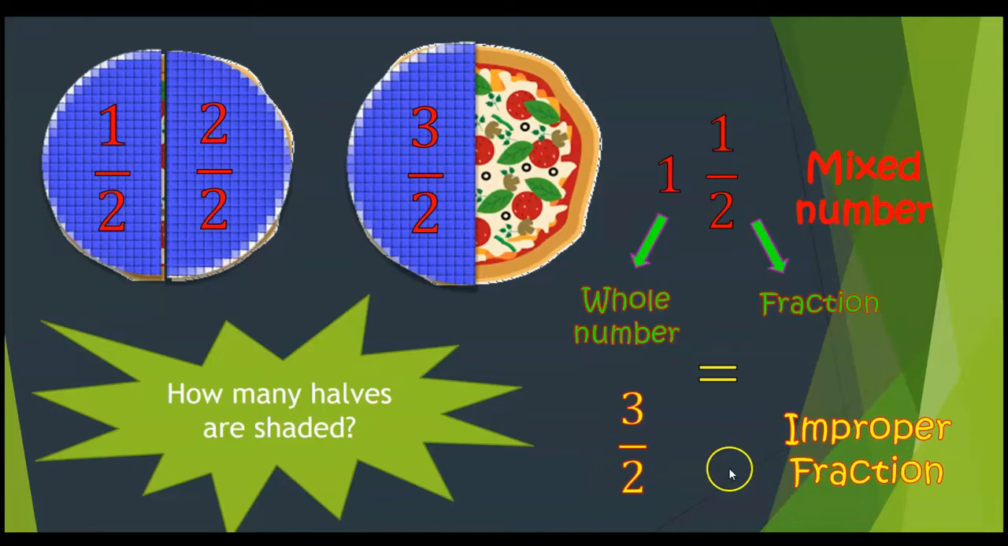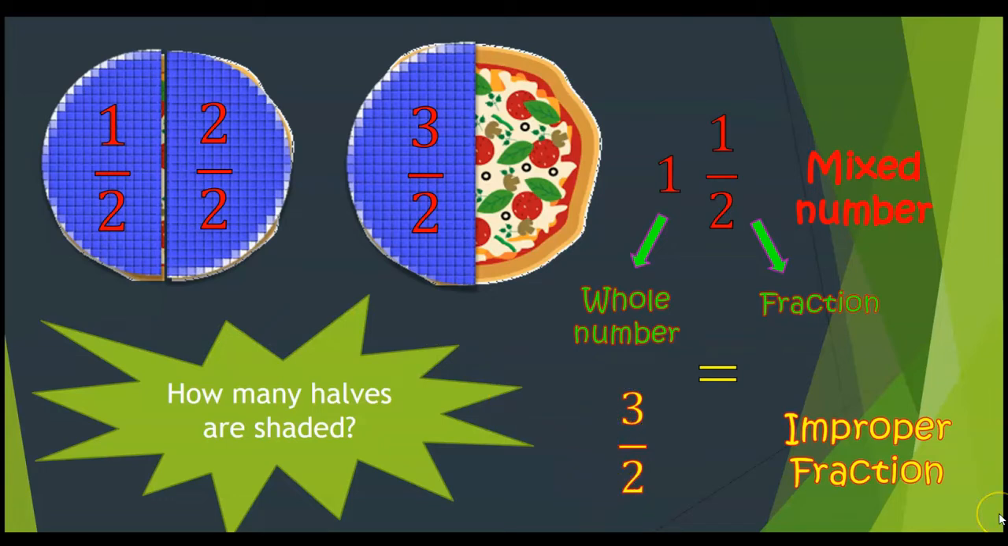Do you remember the meaning of improper fraction? It is a fraction that is greater than 1, and the number up, which is the numerator, is greater than the number down, which is the denominator. Is this clear? So we can write the mixed number as an improper fraction by counting the number of small parts. So we can write the shaded parts here as 3 halves, which is the same as 3 over 2.